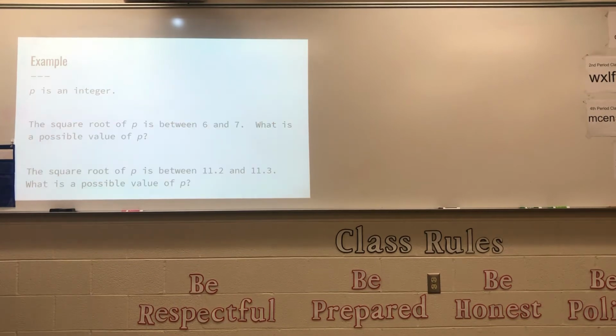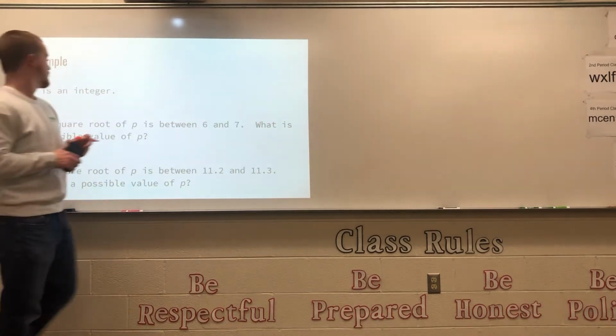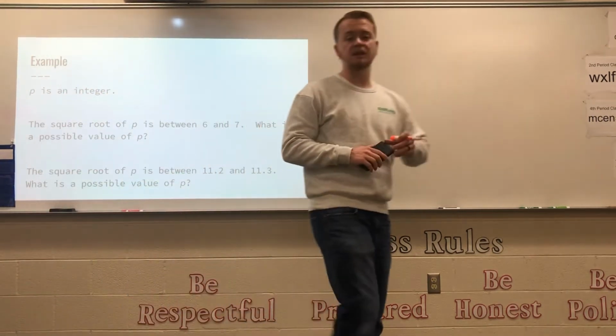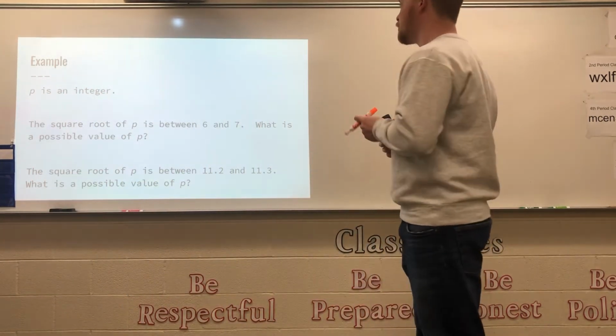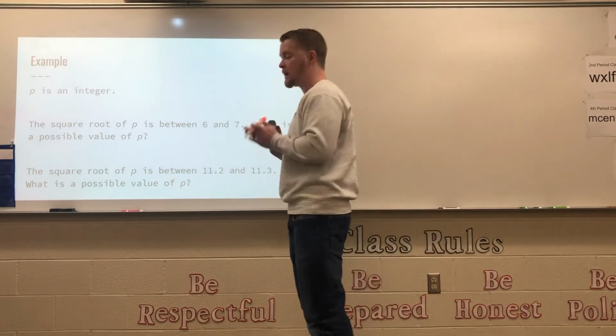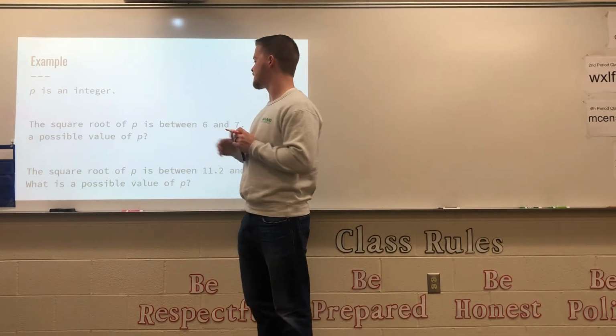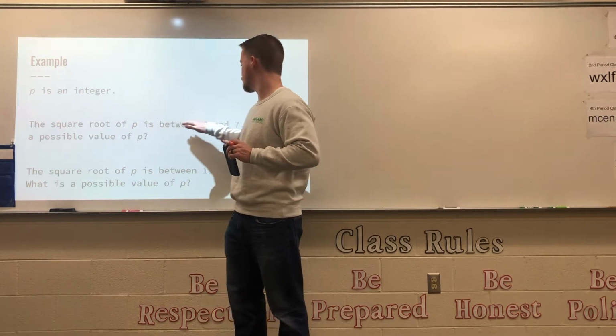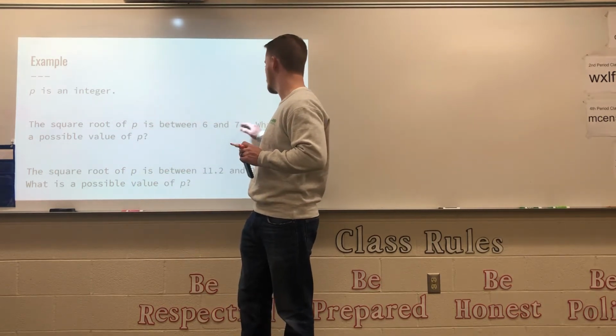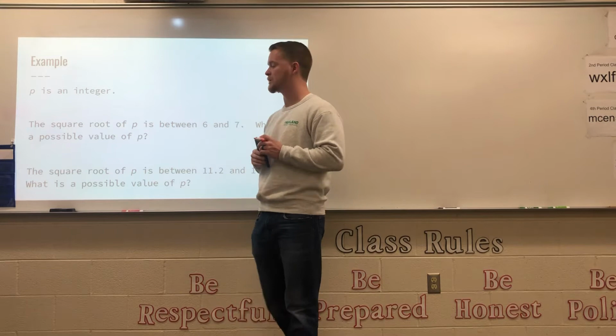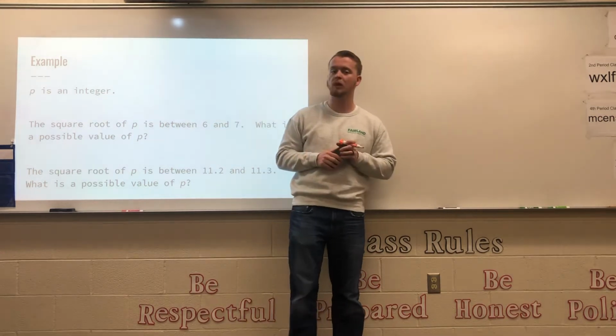Alright, let's look at another example that you might see. So first, it tells you P is an integer. So if it tells you P is an integer, that means it is a whole number. It doesn't have a decimal. So P is not a decimal. It says the square root of P is between 6 and 7. What is a possible value of P? So if it's a possible value, that means there's more than one answer you could have here.